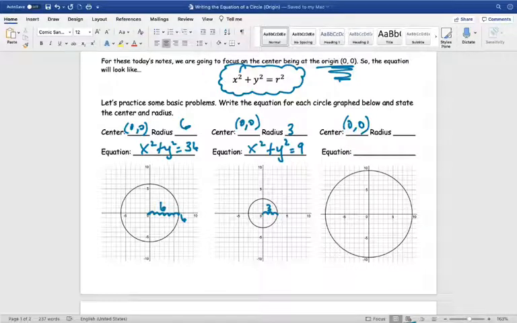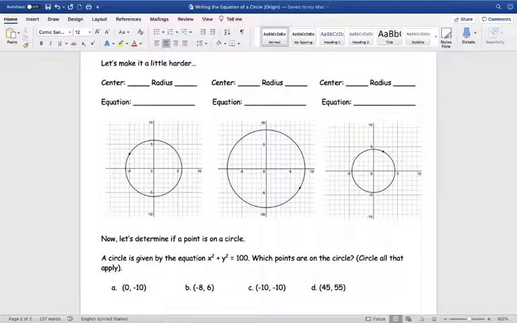On this one, you can see your radius is 10, so your equation will be x squared plus y squared equals 100. All right, let's make it a little bit harder. Again, we're making it easy today. Your center is at the origin on every single one of these, 0, 0. Next class, it'll be a little bit harder.